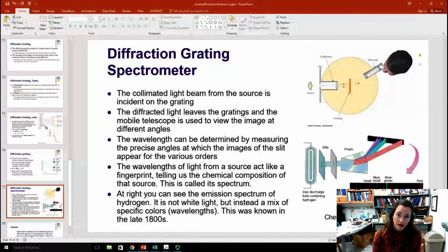So it's not going to be white light or a full continuous rainbow when it passes through the diffraction grating, but instead you're going to get a series of very discrete lines.